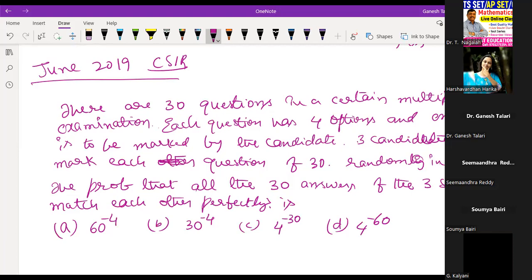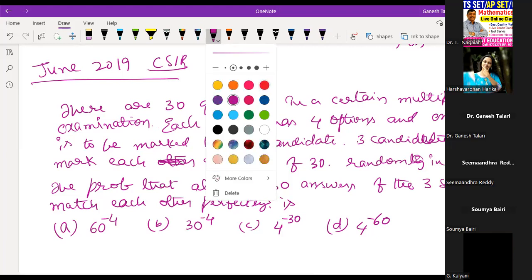There are 30 questions in a certain multiple choice examination. Each question has 4 options and exactly one is to be marked by the candidate. Okay. So there are 3 candidates, A, B, C. So they are writing the questions 30 random independently. They are writing all the questions. So the probability of all 30 questions of 3 candidates match is that where they are matching all 3 options correctly of 30 questions. So what will be the probability? Try it.